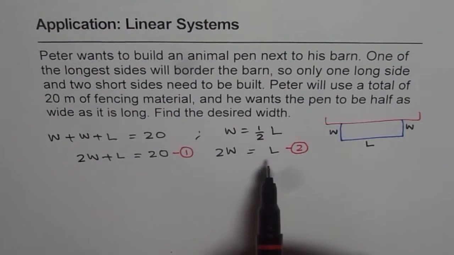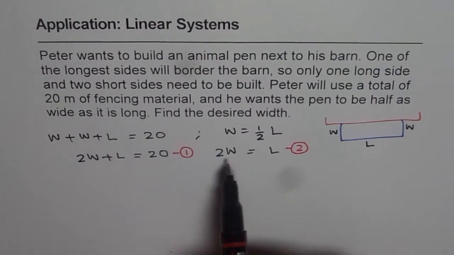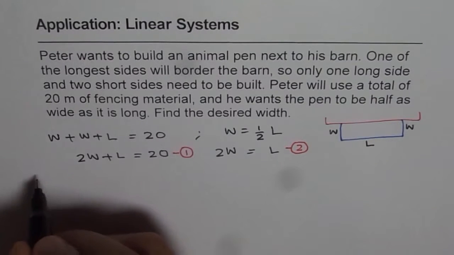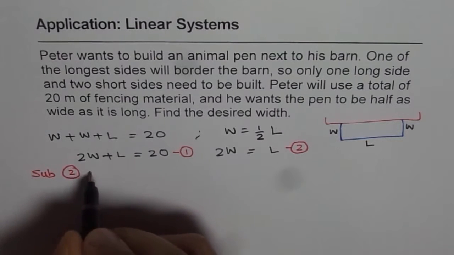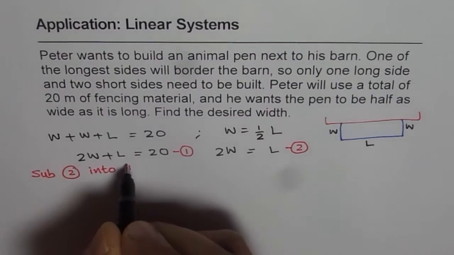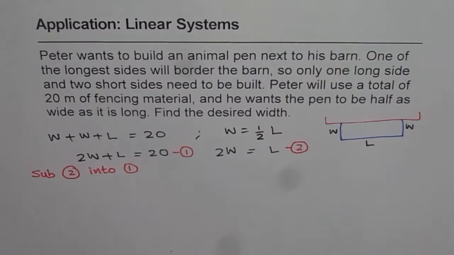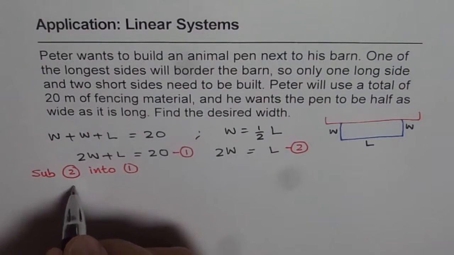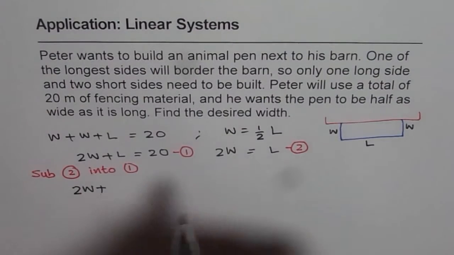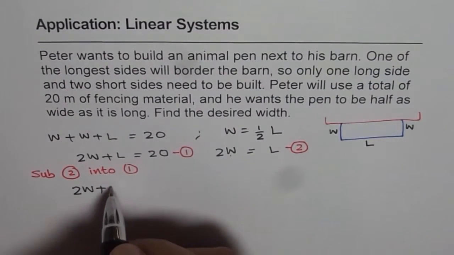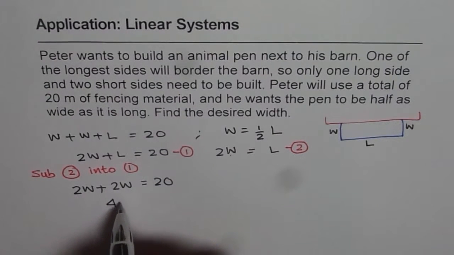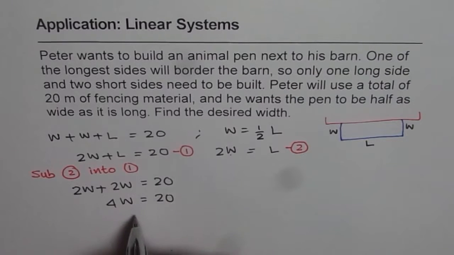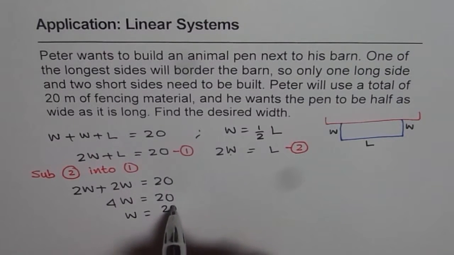So we'll use the method of substitution. We know length is 2 times width. We can substitute length from equation 2 into equation 1. And then what do we get? We get 2W plus, instead of length, I'm writing 2W, from equation 2, equals 20. That is 4 times the width is 20, and width therefore should be 20 divided by 4, which is 5.